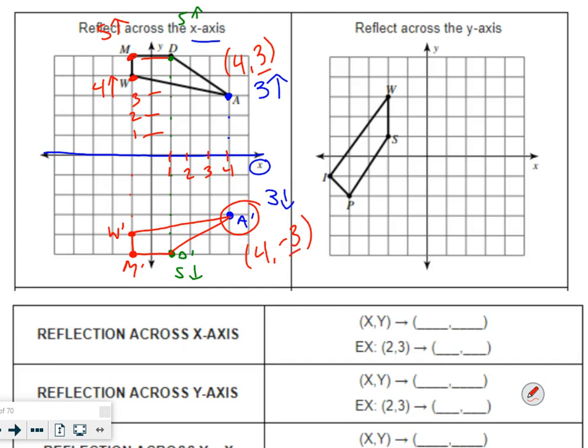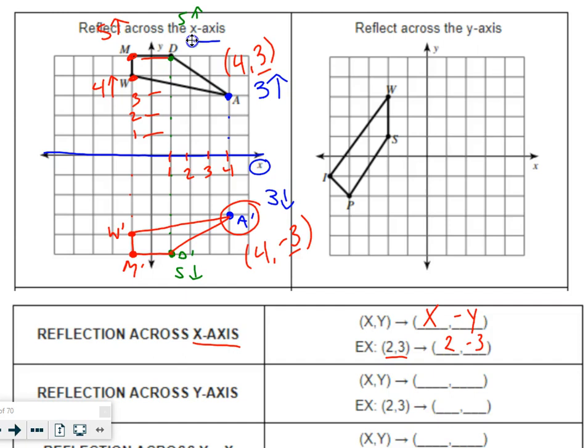So if you reflect across the x-axis, your x number is going to stay the same, but your y is going to become negative. So in our example 2, 3, that would be 2, negative 3. That's how you can reflect it just using the coordinate points if you don't want to count the spaces.